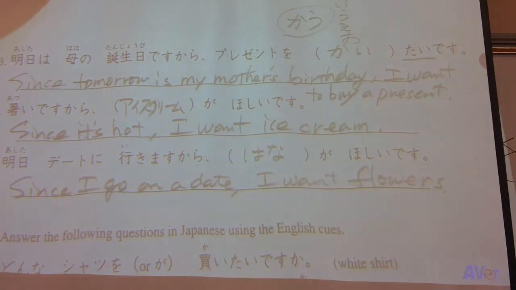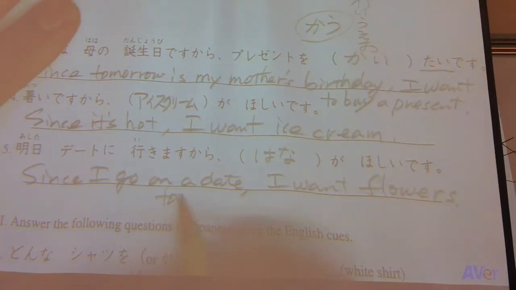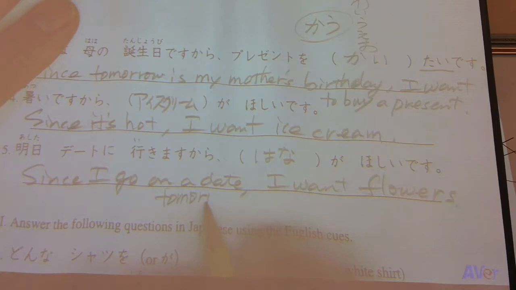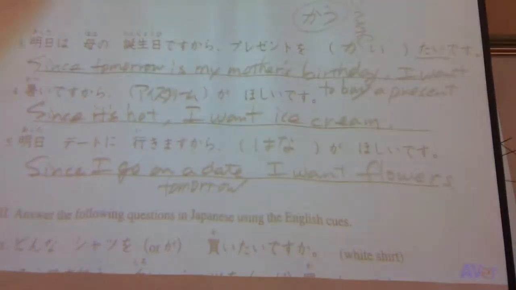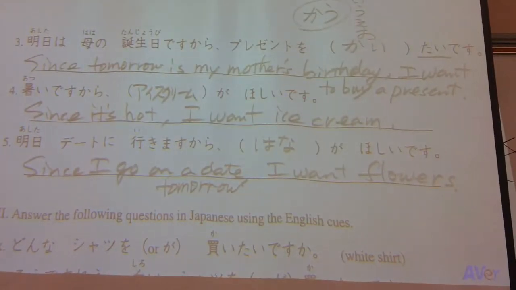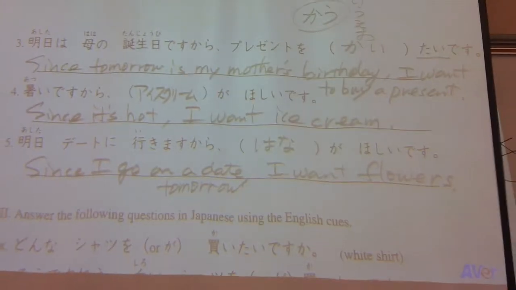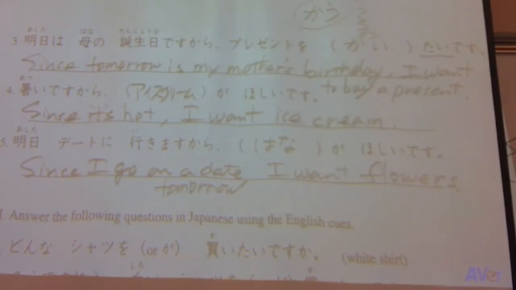So, Jibri-san, 明日デートに行きますから。Tomorrow. Since I go on a date tomorrow, I want... What do you want? Money? How do you say money? Okane. Hiran-san, what do you want? I don't know what I want for a date.